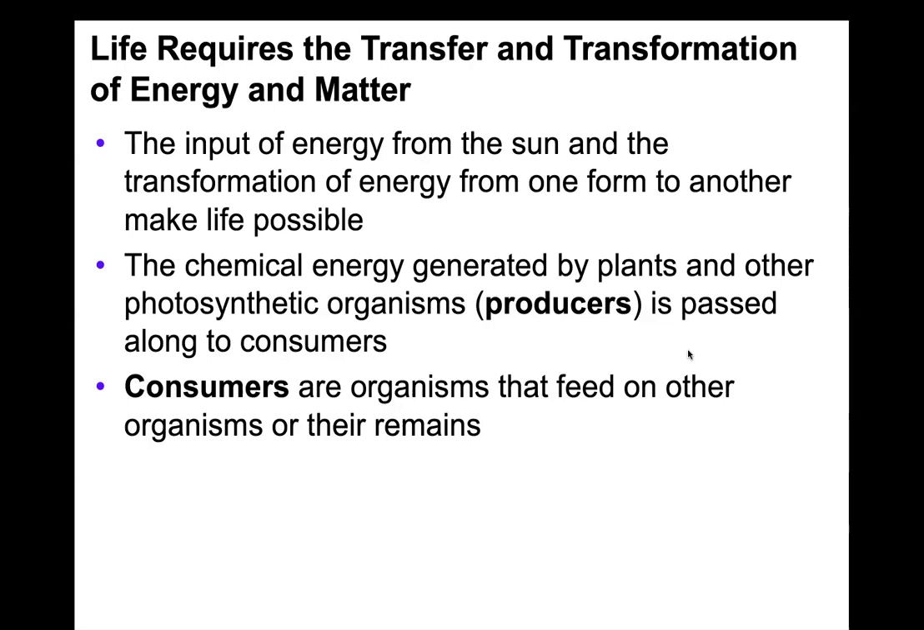So, for example, you as a human being are a consumer. You cannot produce your own energy just by absorbing sunlight. You actually need to consume carbon-based material in order to survive. However, plants are able to take sunlight and convert that into chemical energy, which is used by the consumers.